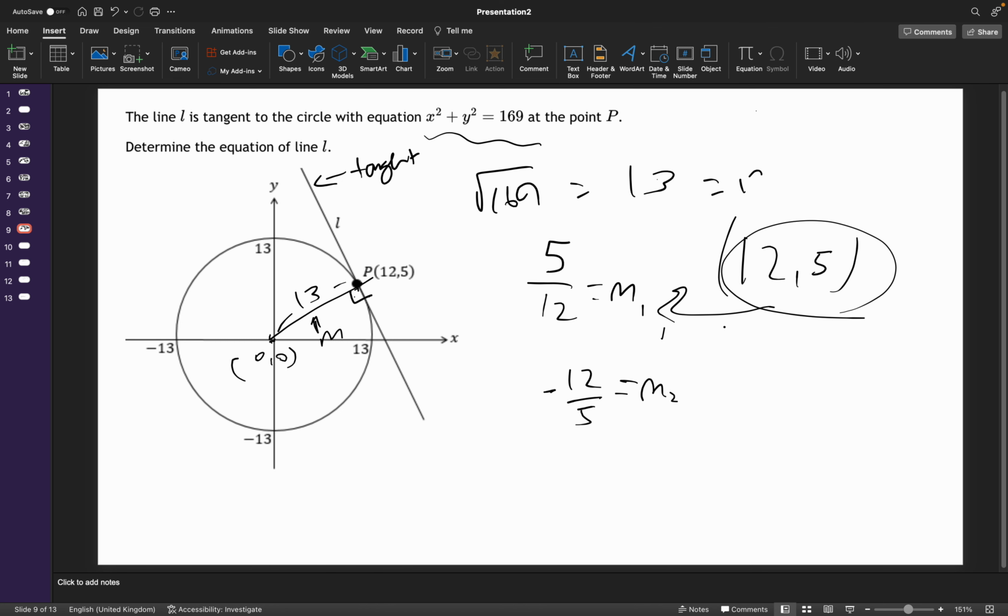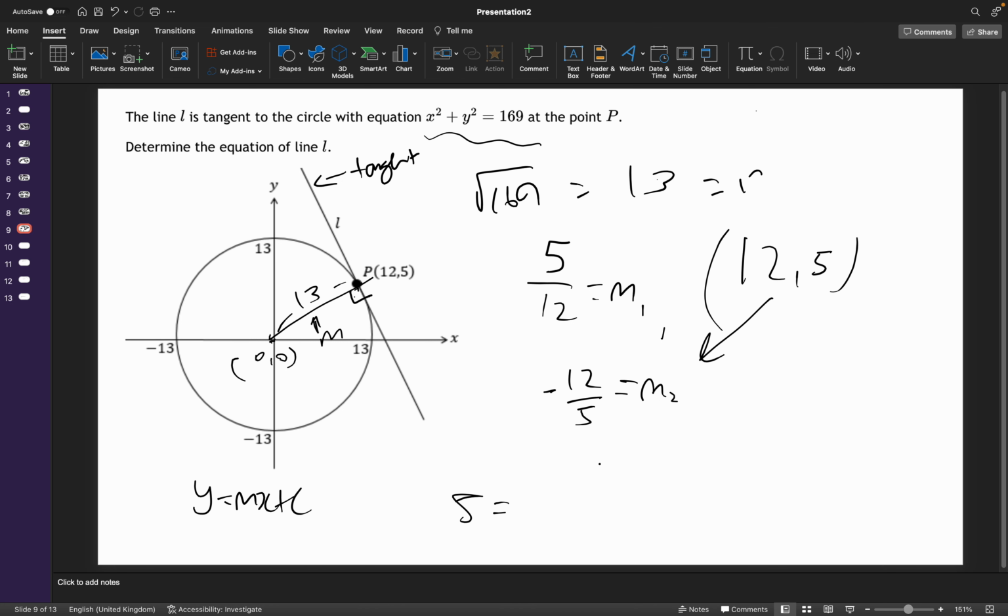And then we can finally substitute this point, 12 over 5, because that's a point on this line, right? So y equals mx plus c. 5 is equal to negative 12 over 5 multiplied by 12. I'll write that as a fraction just to help with the mental math. Plus c. We need to find the y-intercept of this line now. Well, 12 times 12, negative 144 over 5 plus c is equal to 5, right?